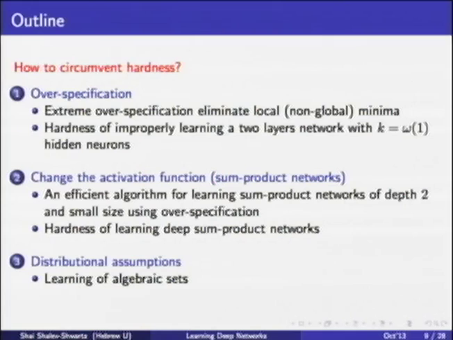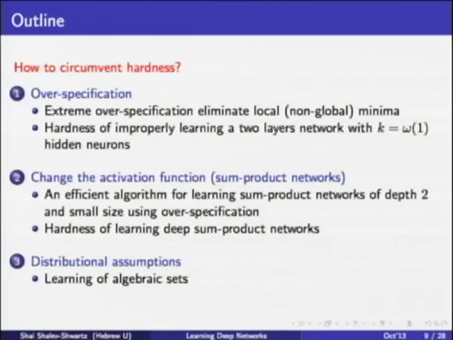Okay. On the other hand, I will show that if you want deeper, much deeper sum product networks, it is still very hard to learn them. So we need another idea. So the last idea is just imposing some distributional assumptions. And I will present some work about a distributional assumption that the classes lie on algebraic sets.